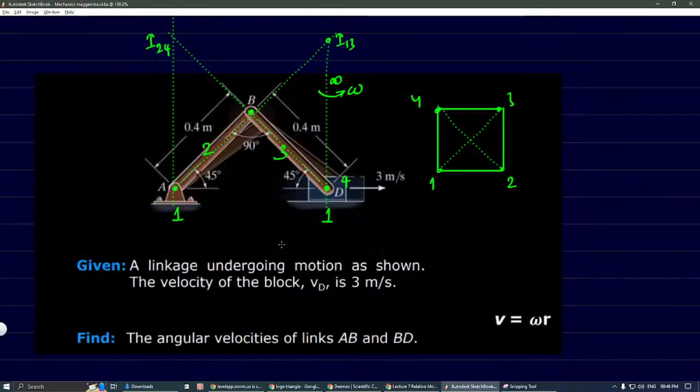BD is link number 3. So for link number 3, we will get instantaneous center here. And we know the information that this is perpendicular, right? And if this is 45, this will also be 45. So whatever is the length BD, the same length will come here. This length will also be 0.4 meters. Okay. And this vertical length will be how much? 0.4 into root 2. You know?